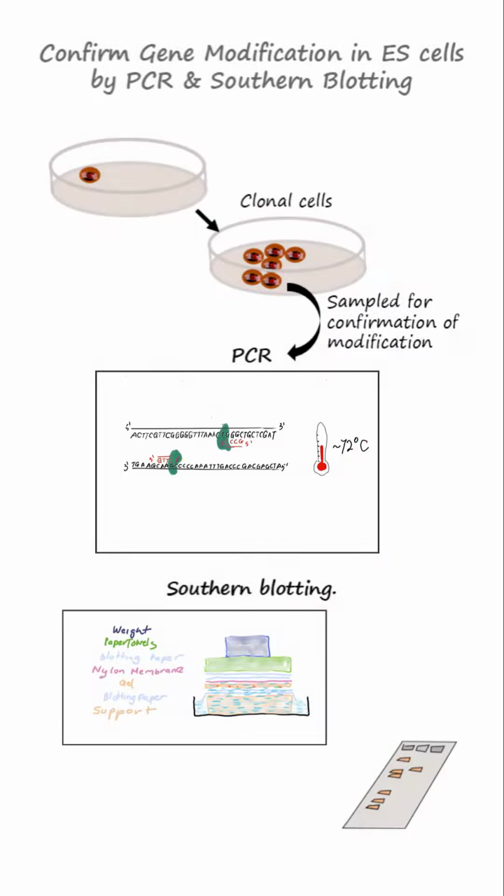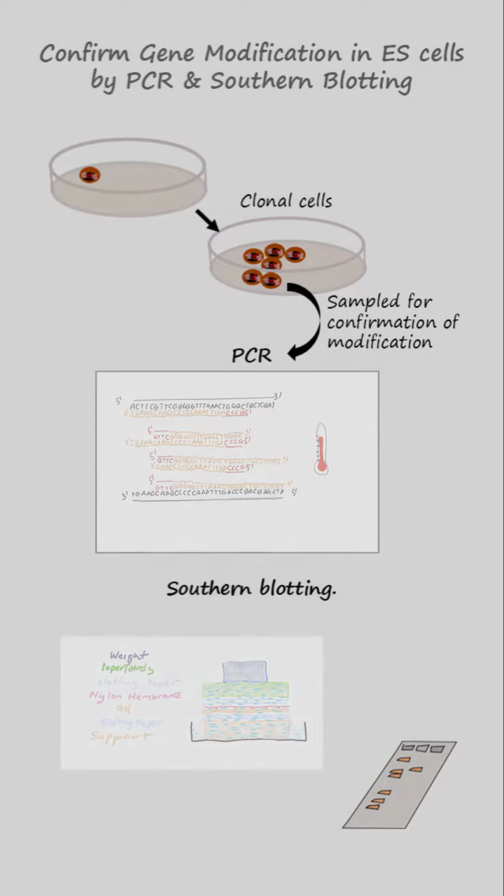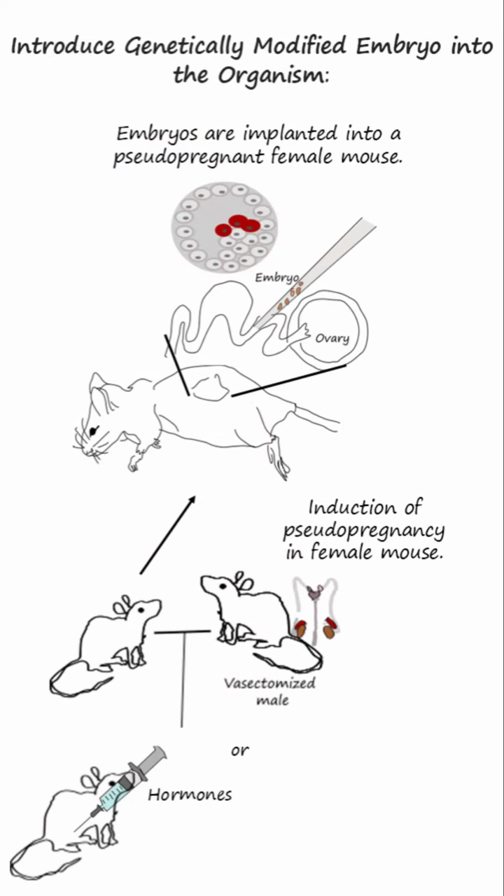The surviving cells divide to produce clonal cells and can be sampled to confirm gene modification by running PCR and Southern blotting. Genetically modified ES cells are microinjected into the blastocyst from the mating between white mice. The modified embryos are then transferred into a female mouse induced to pseudopregnancy.